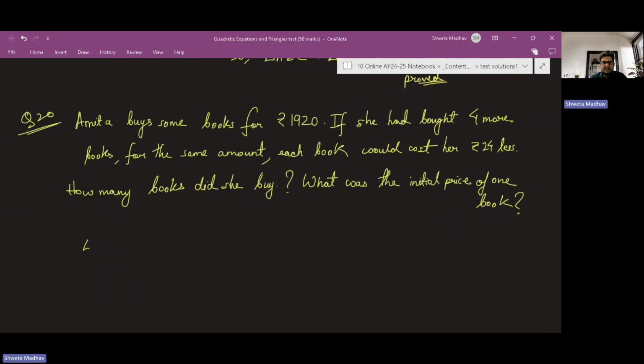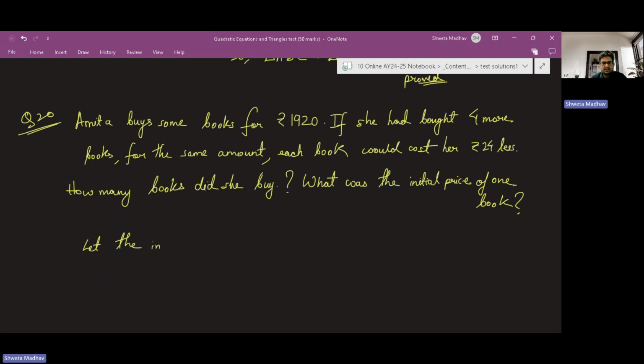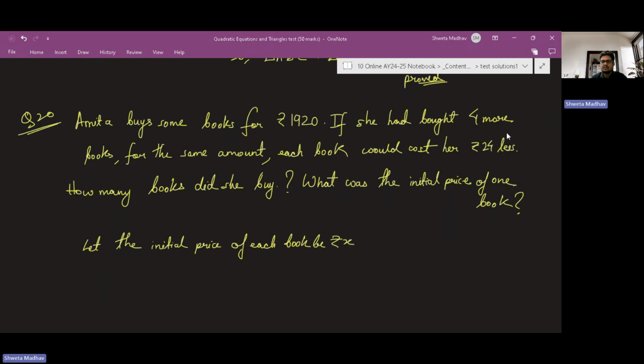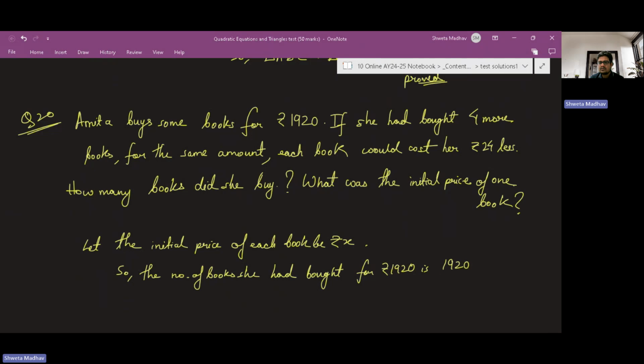So here we can say, let the initial price of each book be rupees X. Therefore, the number of books she had bought for rupees 1920 is 1920 divided by X.